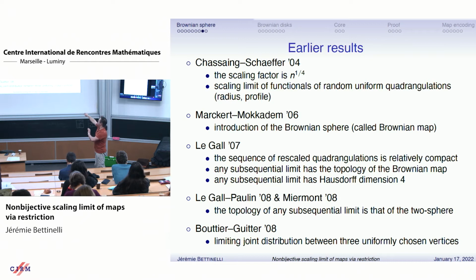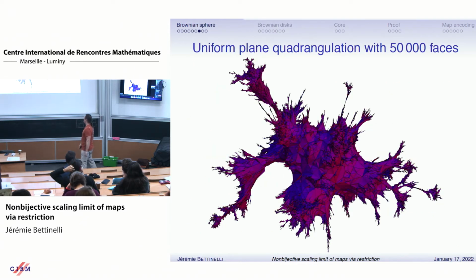That all the possible limits had the same topology, and that the Hausdorff dimension was always 4. And he also showed with Paulin that the topology was that of the sphere. That's why I said in the previous picture it was a nice sphere.